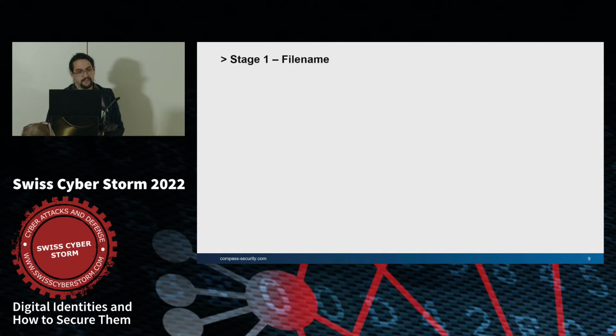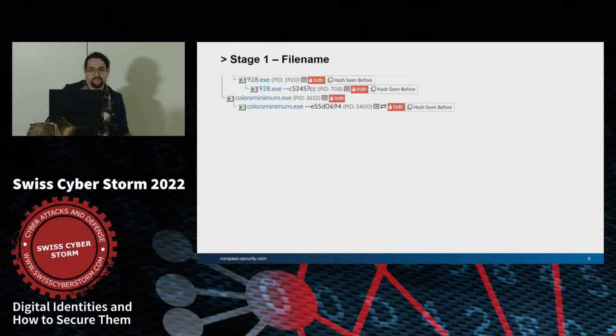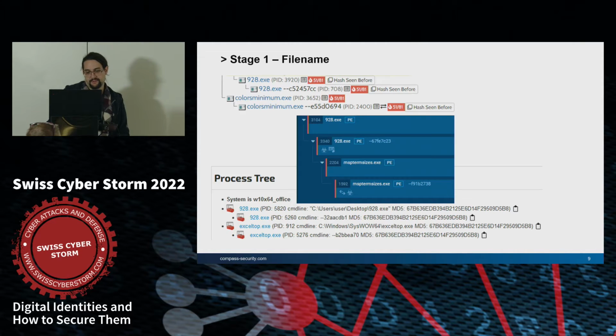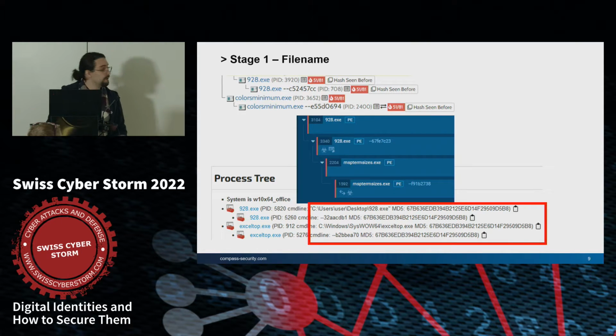So now for the file name. Okay, we know that it downloads a file that's called 928.exe. We just have to look on our whole network for that file, and we're good, right? Not exactly. So here are the results from the sandboxes, and we can see that the name is changed on all of them.